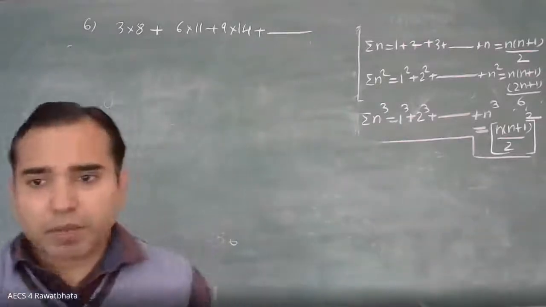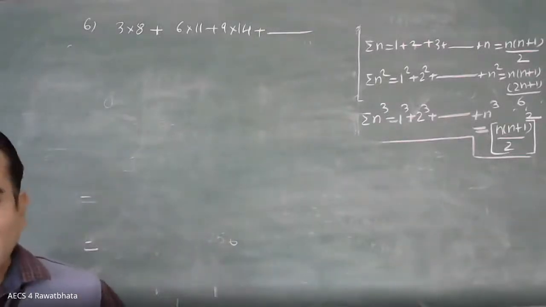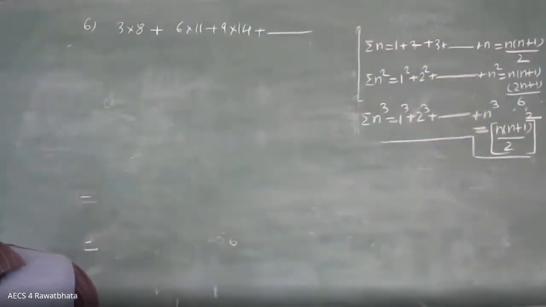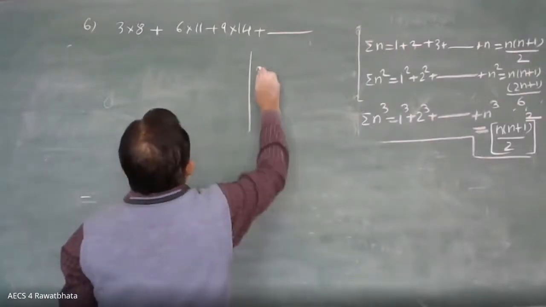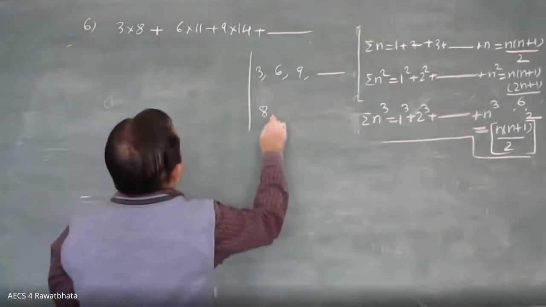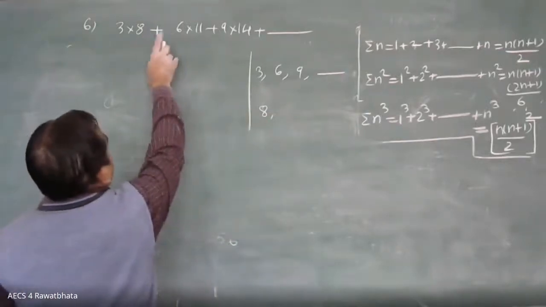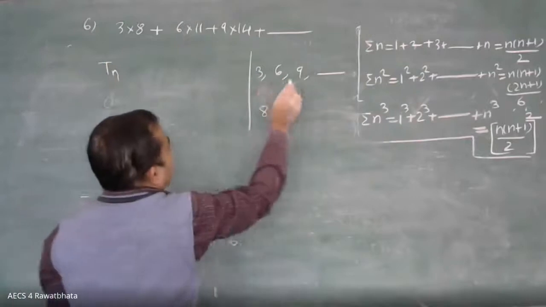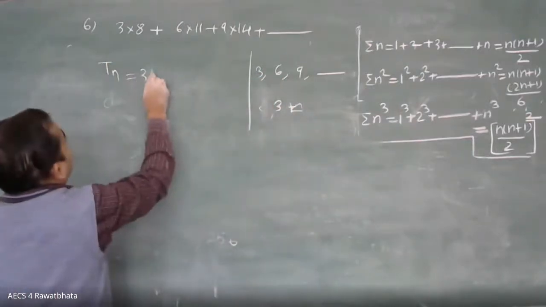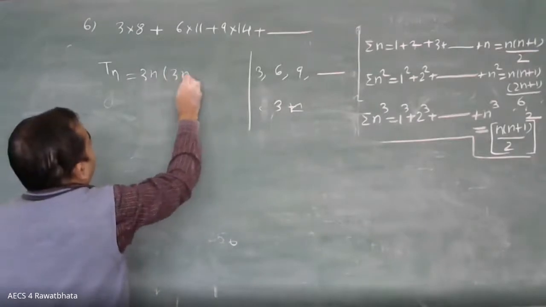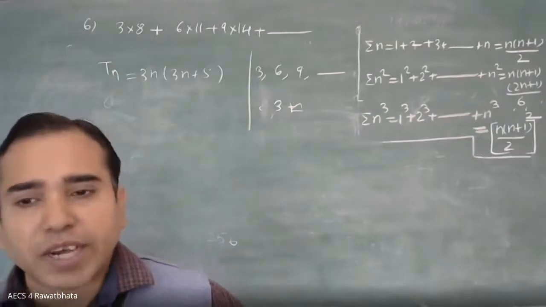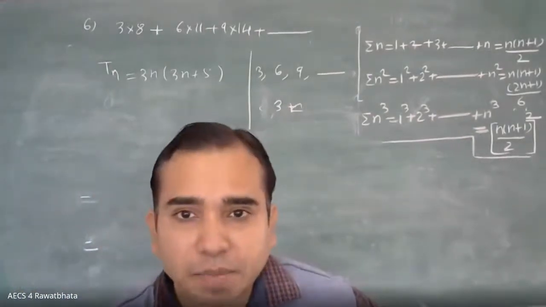Ranjan, tell me, how will we find its nth term? Let's see, we have to find the nth term of 3, 6, 9, right? And then this is just 5 more than this, am I right? So what should be its nth term? 3n, I think. So this will be 3n into 3n plus 5. That's it, right?